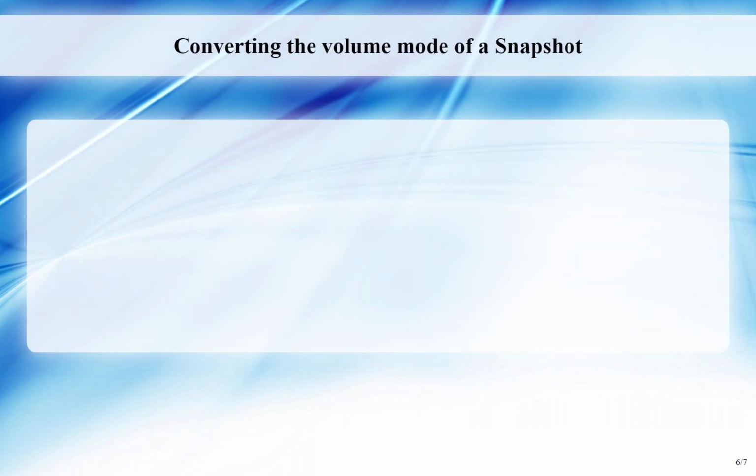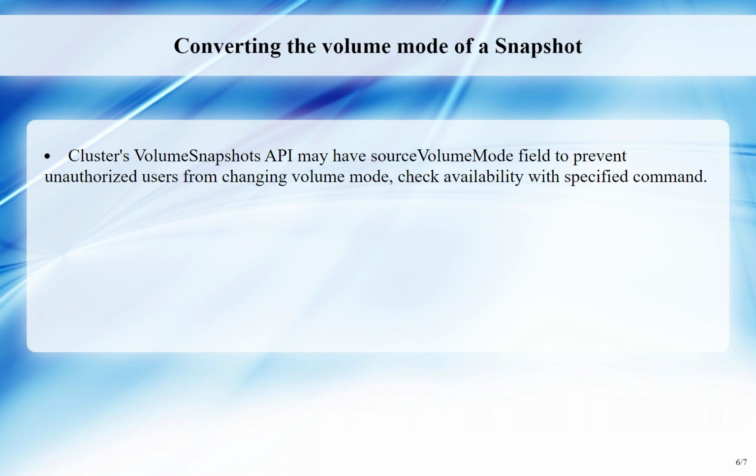Converting the volume mode of a snapshot. The Volume Snapshots API on a cluster may support the source volume mode field, which can prevent unauthorized users from changing the mode of a volume. To check if this feature is available, run a specific command.